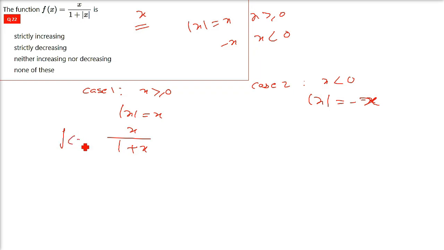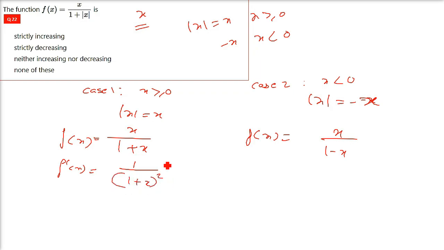This is your f(x). And here you'll get f(x) equals x by 1 minus x, because now in case 2, x is less than 0, and by the definition of modulus, you have to take a negative. Now let us differentiate. And you already know the differentiation of x by 1 plus x; we have already completed this in our previous discussion. So I'm writing the value directly. 1 by (1 plus x) square. f dash x of x by 1 minus x is 1 by (1 minus x) whole square.